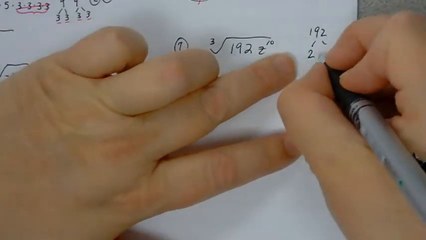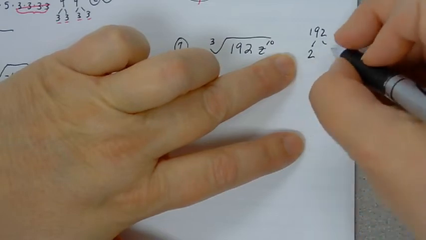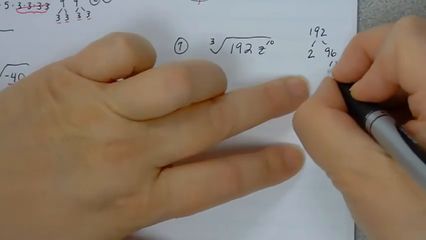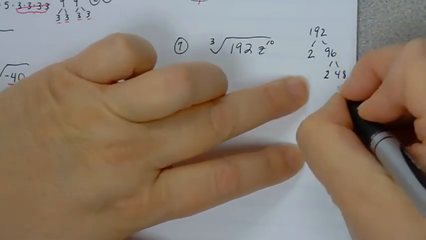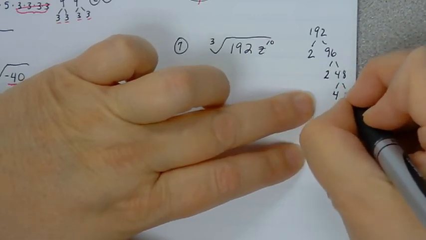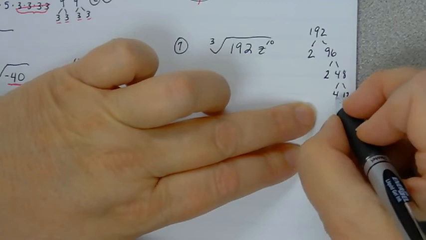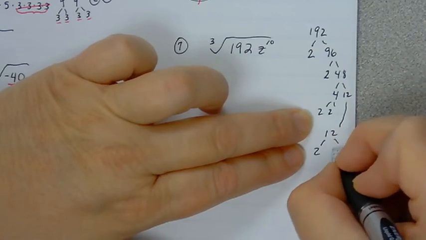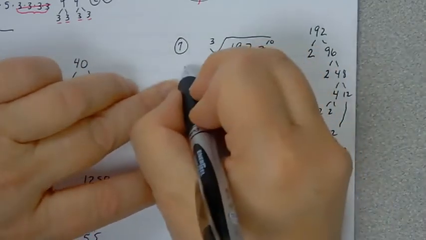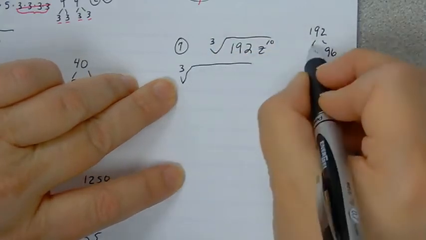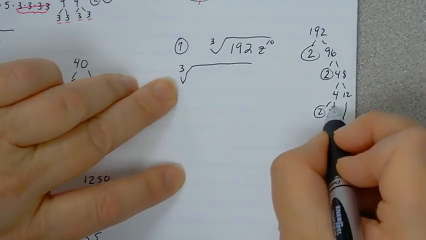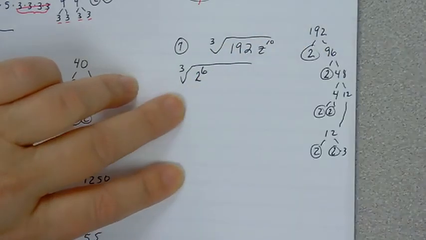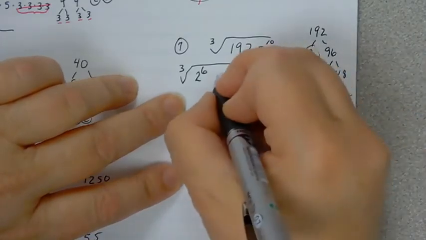192 breaks apart to 2 times 96. And 96 is 2 times 48. 48 is 4 times 12. 4 is 2 times 2. See here, 12 is 2 and 6, which is 2 and 3. So let's see what I've got here. The cube root of, I've got 1, 2, 3, 4, 5, 6 2's. I'm going to write it like that. And then I have a 3.